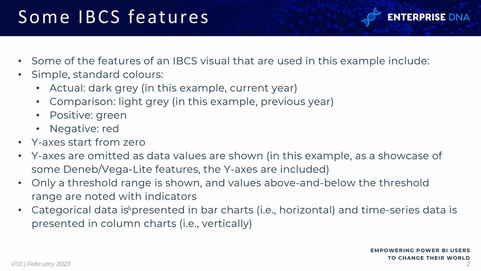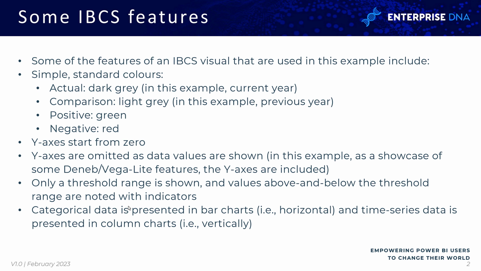Some of the features of IBCS visuals that I'd like to use include simple colors, y-axes that start at 0, and y-axis labels omitted as data labels are included. In this example, I'll actually depart from a true IBCS visual and keep the y-axis labels to help illustrate axis ranges. Y-axes for variances are ranged to a threshold, and outliers are noted with indicators.